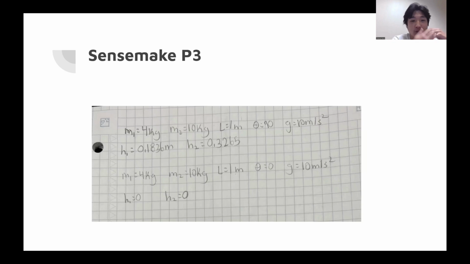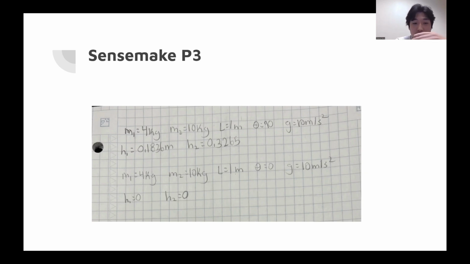And for our extreme cases, we had both mass 1 and mass 2 with different weights. And then obviously we got L 1 meter as well for simple calculations. And for these extreme cases, we had our theta value at 90 and at 0. And so for our extreme case of 90, we had our ball 2 initially at rest having a higher height, while the ball that's coming down has a lower one.